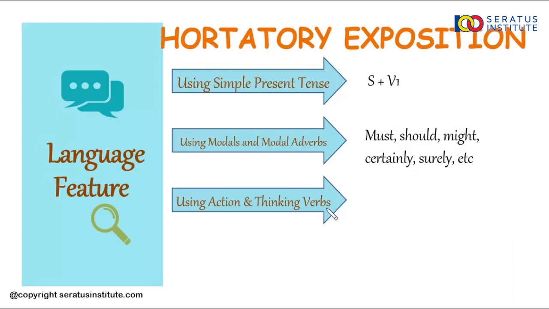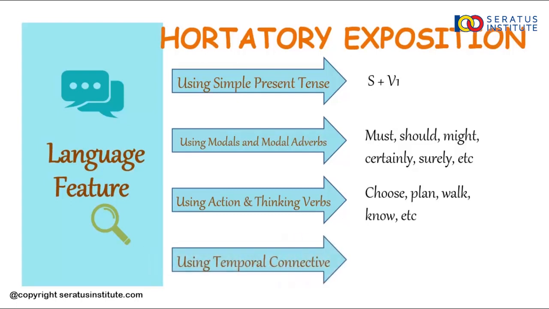Verb adalah kata kerja. Jadi action verb adalah kata kerja yang memiliki aktivitas, sedangkan thinking verb adalah kata kerja yang terjadi di pikiran saja. For example, choose, plan, walk, know, and etc. Well, the fourth is using temporal connective atau kata hubung waktu, like firstly, secondly, and etc.